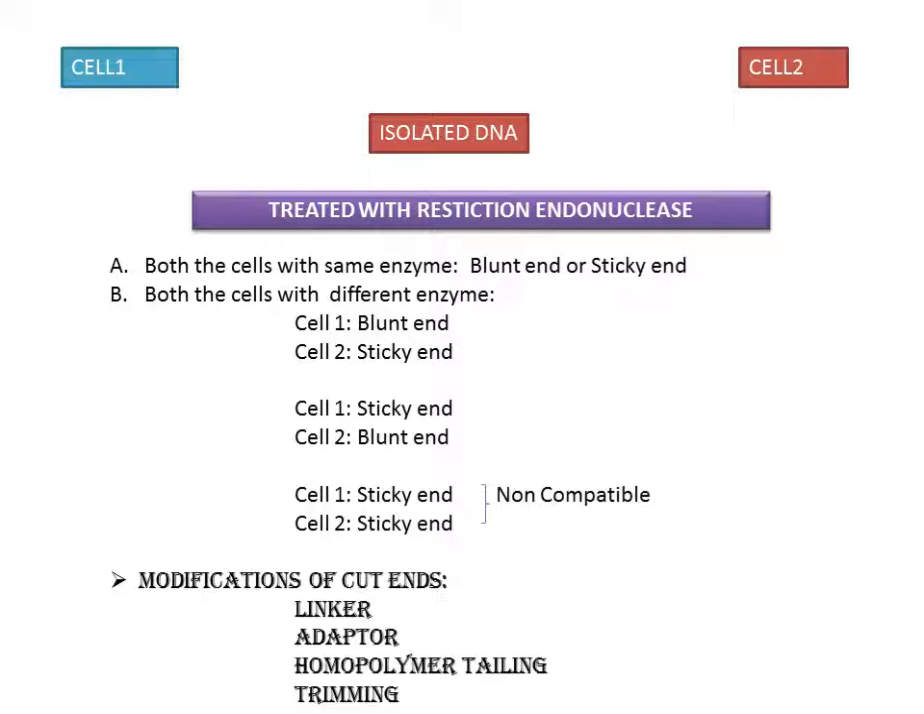If it is non-compatible, then we have to follow another procedure that is known as modification of cut ends. What are the methods? There are linker, adapter, homopolymer tailing and trimming. These four methods will help you to modify both the DNAs. Once they are modified, then both will be compatible, and in the next step we can ligate or join them.